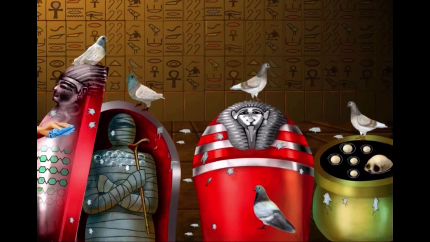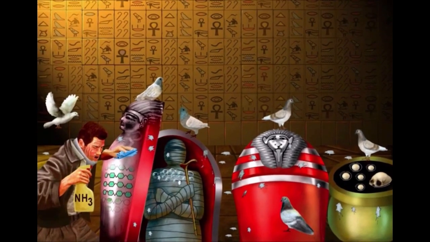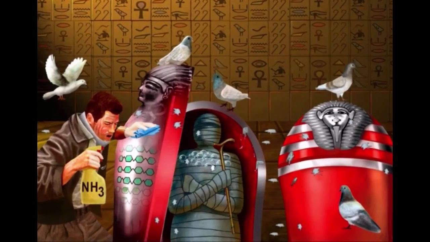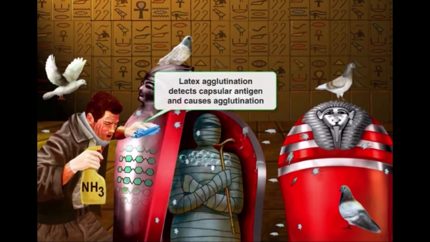So this test is not very sensitive, and you'll probably be tested on a better diagnostic test called the latex agglutination test. This latex agglutination test detects that repeating polysaccharide capsular antigen I talked about earlier and causes agglutination. We'll demonstrate this test by giving our archaeologist, who is cleaning the lid of the sarcophagus, latex gloves. The gloves are next to this repeating pattern, and that should enhance the association of latex agglutination with the repeating polysaccharide antigen.